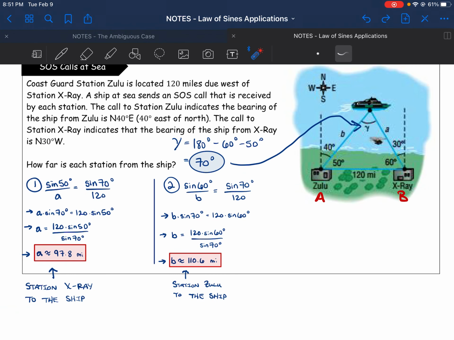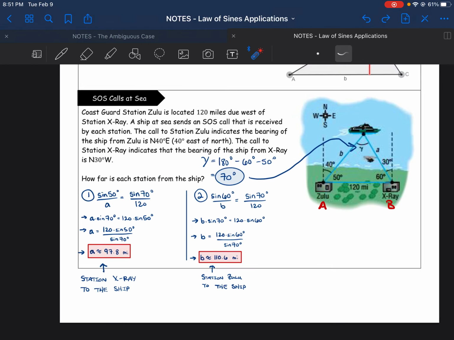And we're done. We achieved the goal. We found how far each station is from the ship, and we can move on.